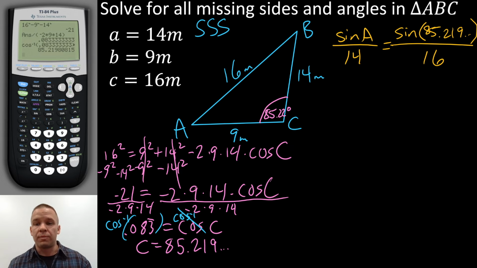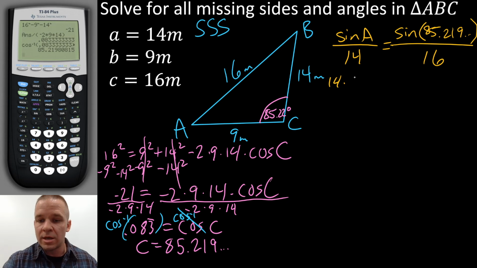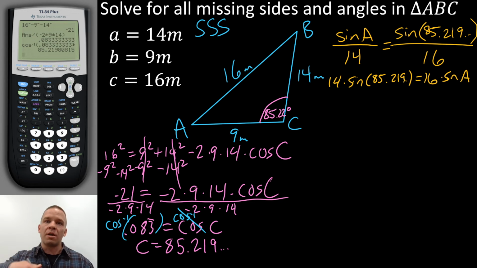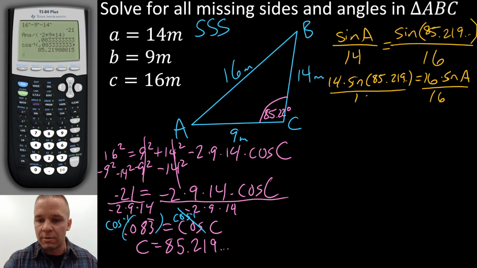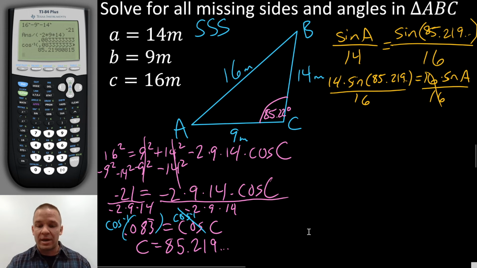So now I'm going to cross multiply and solve. So I'll have 14 times the sine of 85.219 and change equals 16 times the sine of A. And some of this stuff will become so automatic, it'll be like just going ham in your calculator, typing it all in. I'm going to show some work since you guys are just learning this for the first time. All right, there we go. Beautiful. Divide by 16. That's the mess on the left-hand side that I'm going to now type into my calculator.